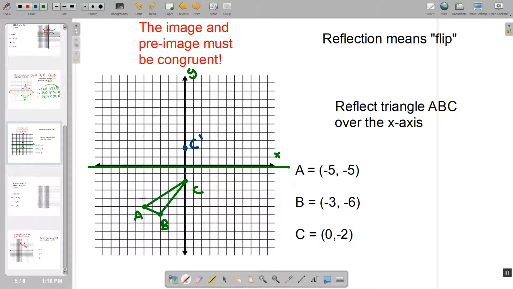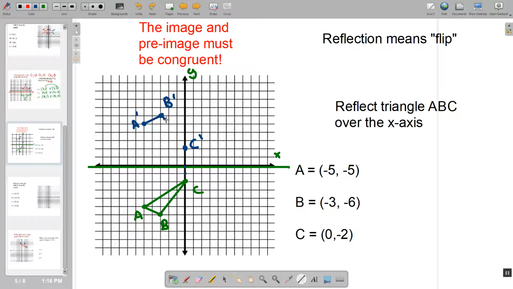A, by extension, is 1, 2, 3, 4, 5 units away. So it's going to be 5 units away in the opposite direction. A prime right here. Now B is 1, 2, 3, 4, 5, 6 units away. So that'll be 6 units away in the opposite direction. B prime is right here.